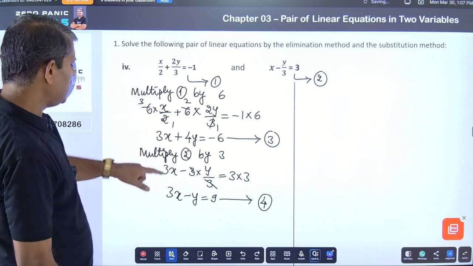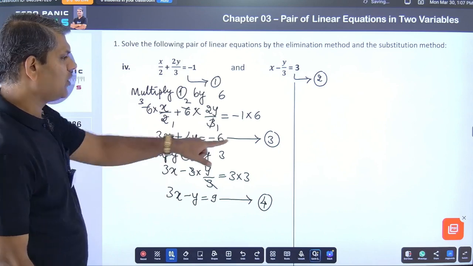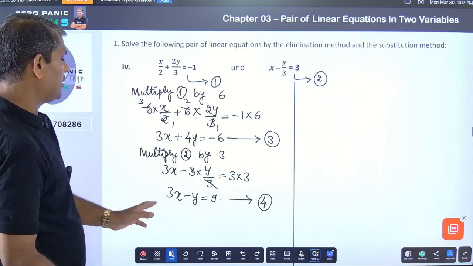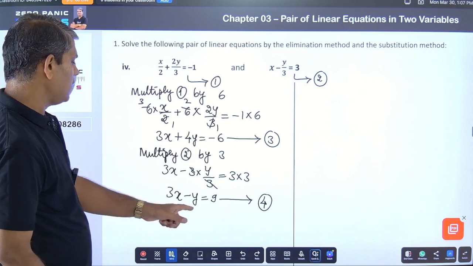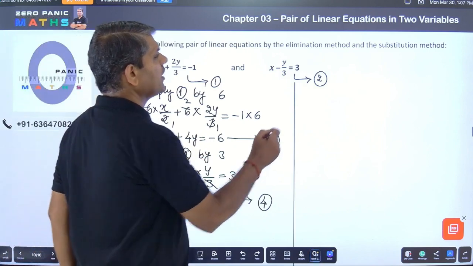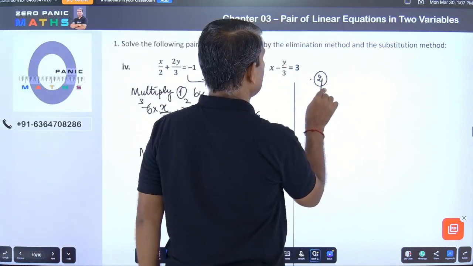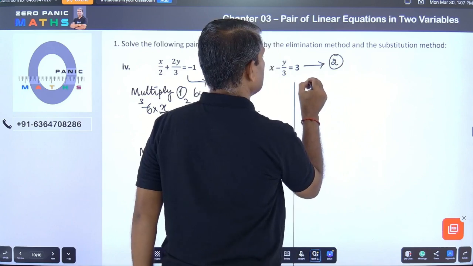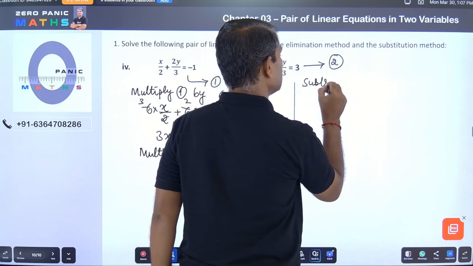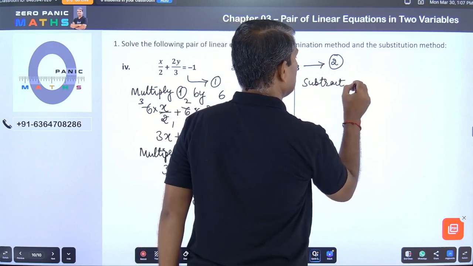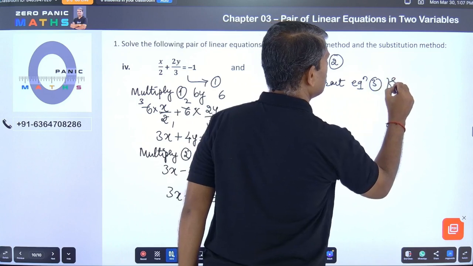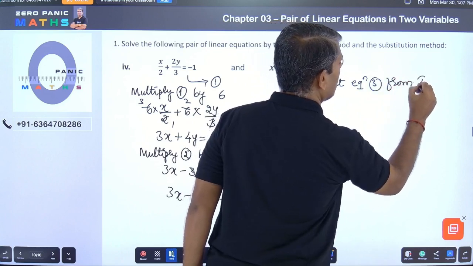So I have 3x in both equations 3 and 4. So I can directly subtract equation 3 from equation 4. Okay, subtracting, let us write this here, equation 2. Okay, subtract equation 3 from 4.